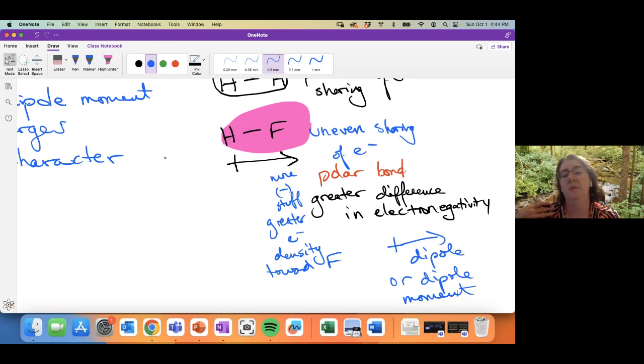Partial charges, because we've got more electron density towards the fluorine, that also means that I could basically draw this symbol for the fluorine and this symbol towards the hydrogen. Basically, this is our way of demonstrating that this is a partial charge. So this is not a whole charge. Fluorine does not just get a negative sign by it. It's not the fluoride ion. This is hydrogen fluoride. This is a covalent molecule.